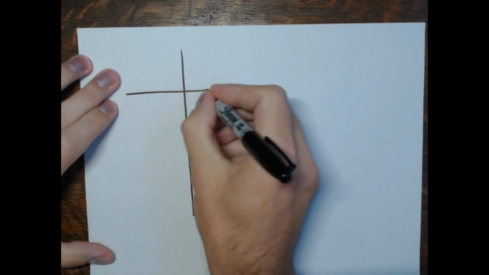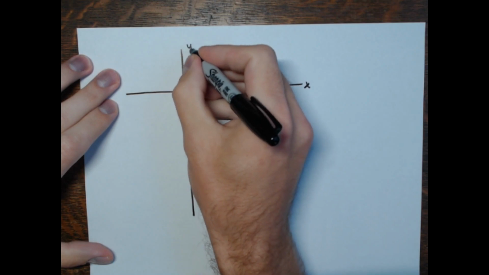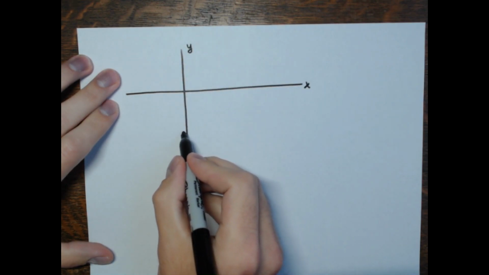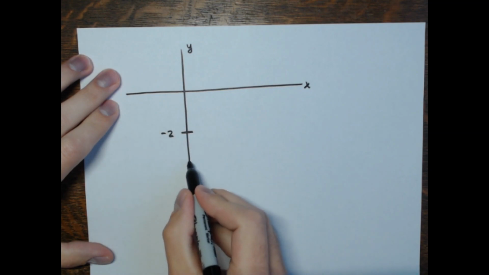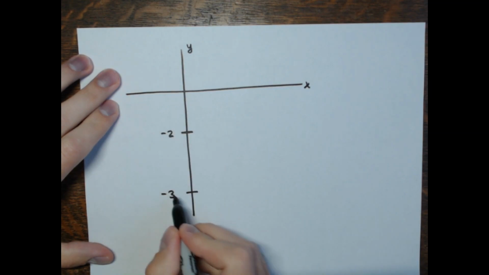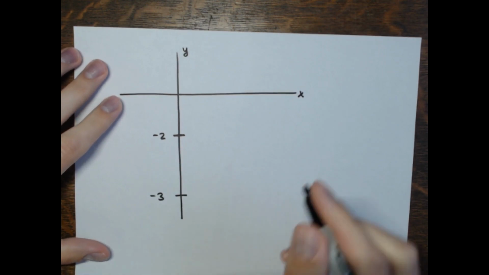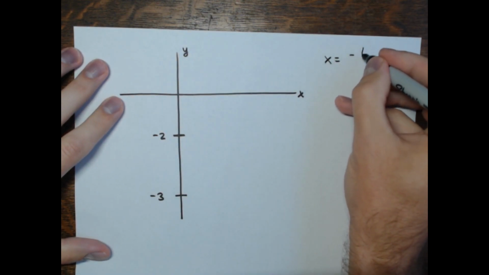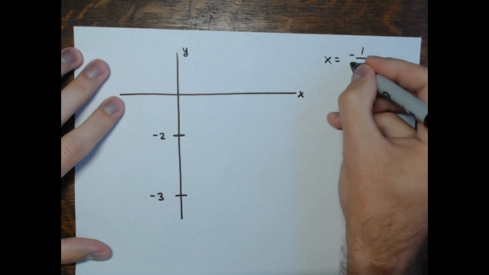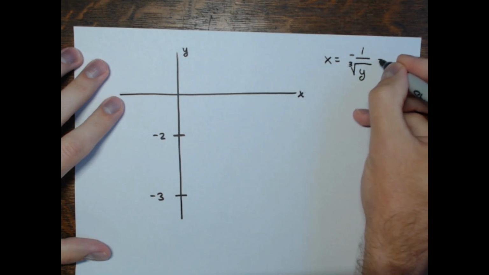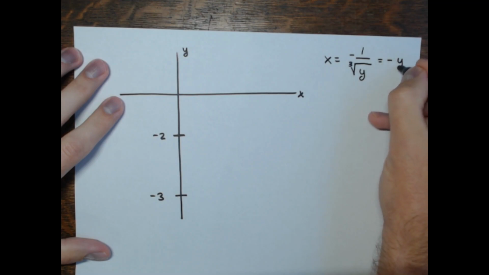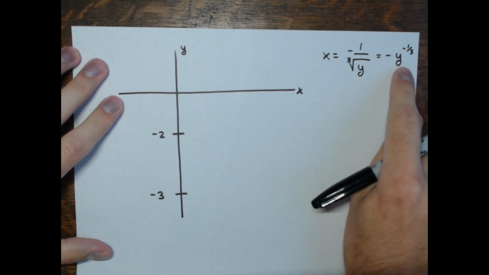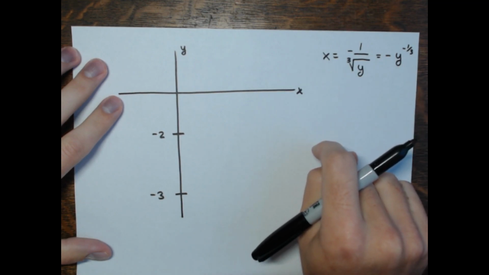So we're going y equals, so there's the x-axis, y-axis, y equals -2 to -3. So let's say here's -2, and then -3 would be below that, right, on the y-axis. So they have x equals g of y equals -1 over the cube root of y, which you can also think of as negative y to the -1/3 power. That might help when we integrate later.